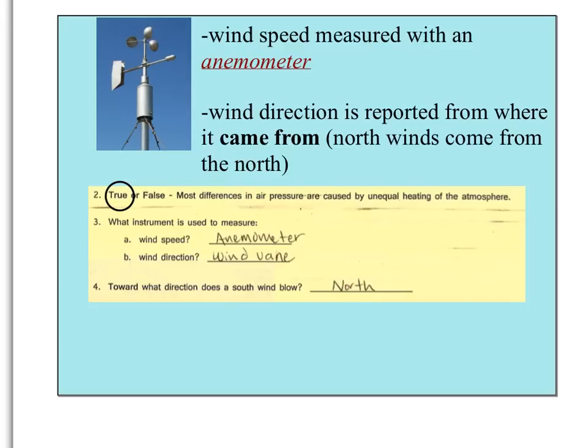Jumping back to number 2, it says, most differences in air pressure are caused by unequal heating of the atmosphere. And that is a true statement. And that unequal heating is really the biggest reason why we have wind, period. That unequal heating is what causes those differences in air pressure. So thanks to that unequal heating, we get high and low pressure, thus we get some wind.